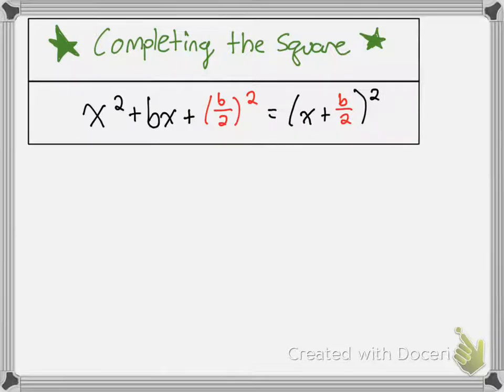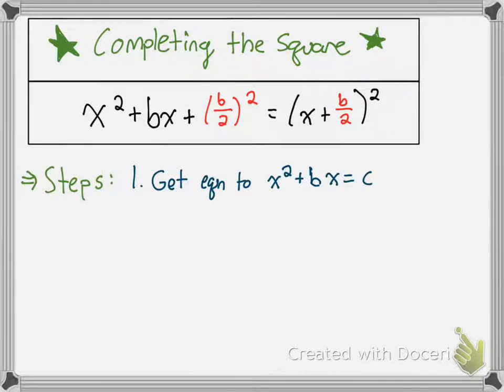x squared plus bx plus that middle b value divided by 2, squared, is equal to, in factored form, x plus b over 2, squared. The rules of how we would do this in order to use this to set up an equation would go like this.